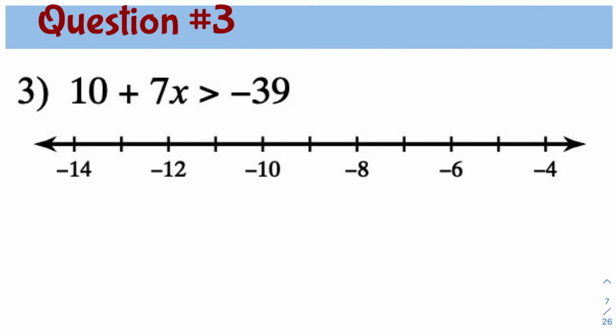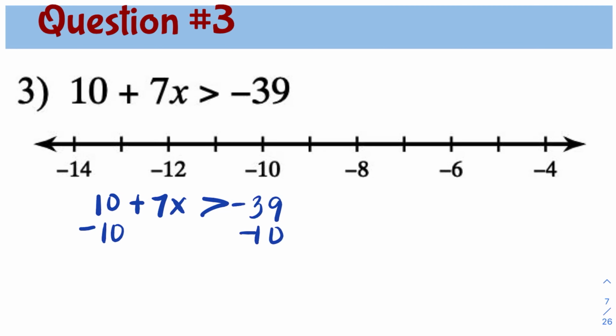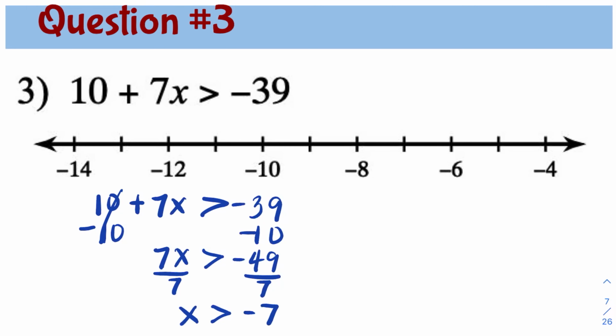Question number 3. We have 10 plus 7x is greater than negative 39. First, we need to do the inverse of 10, which is minus 10 from both sides. 10 minus 10 is 0. We now have 7x is greater than negative 39 minus 10, which is negative 49. Now the inverse of multiplying by 7 is dividing by 7. And now we have x is greater than negative 7. So negative 7 is an open circle. It's greater than negative 7, so that means the arrow should be pointing to the right.